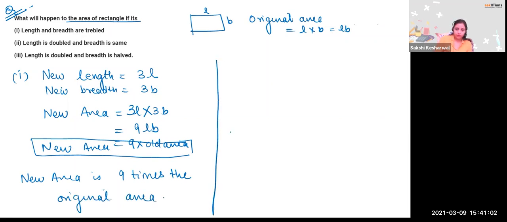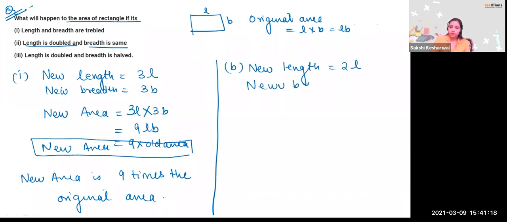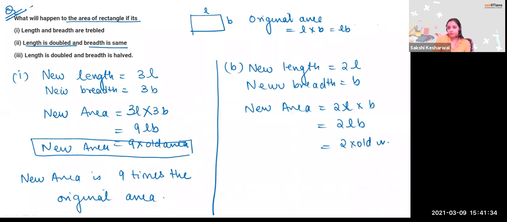Now let's do the B part. What does the B part say? The second part says that the length is doubled and the breadth remains the same. So your new length is going to be 2L, right? And the new breadth remains the same, which is equal to B. So the new area is equal to 2 times L into B, right or not? So this is equal to 2 times the old area, right or not?